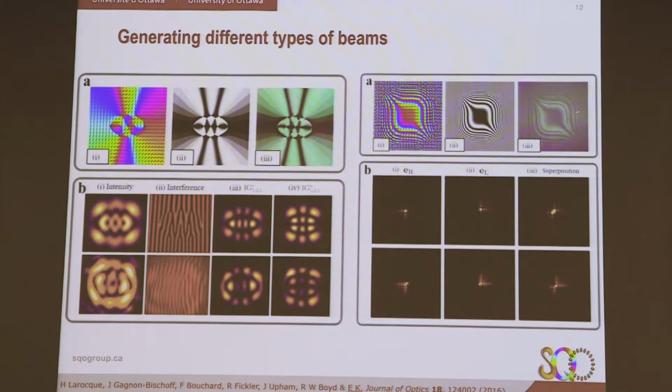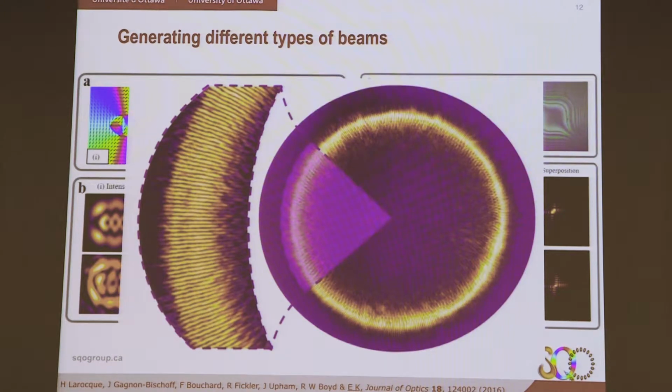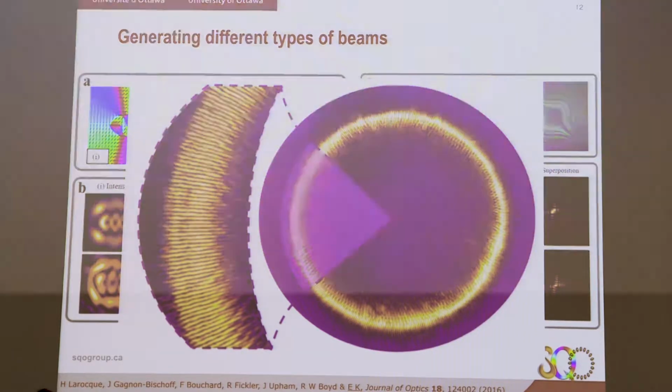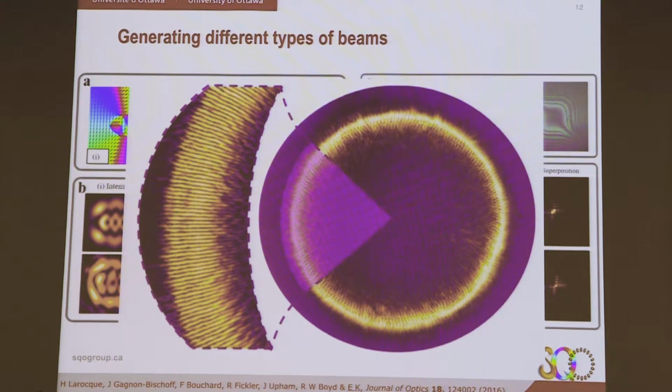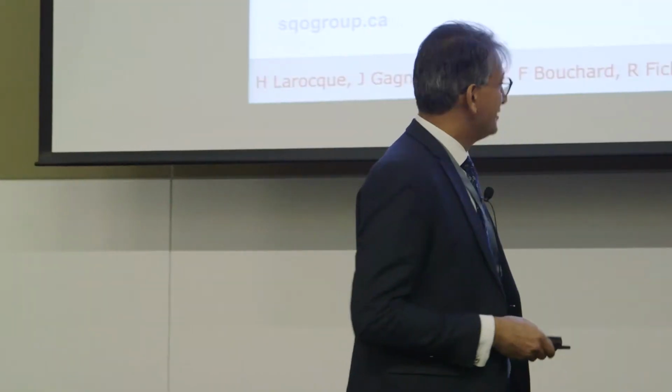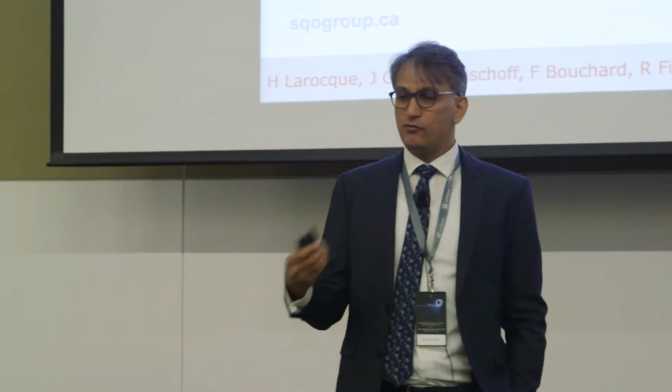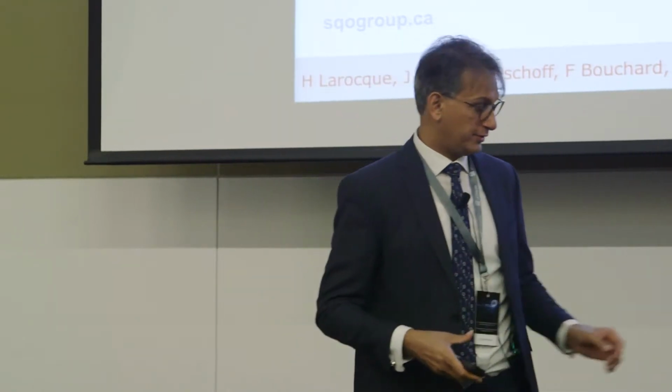Or you can create, for example, Airy beams, or you can create a very high topological charge orbital angular momentum. So this is an example that you can create L equal to, I think, 200. You can count it. Okay, so with this technology, we can create any structured light in the laboratory.